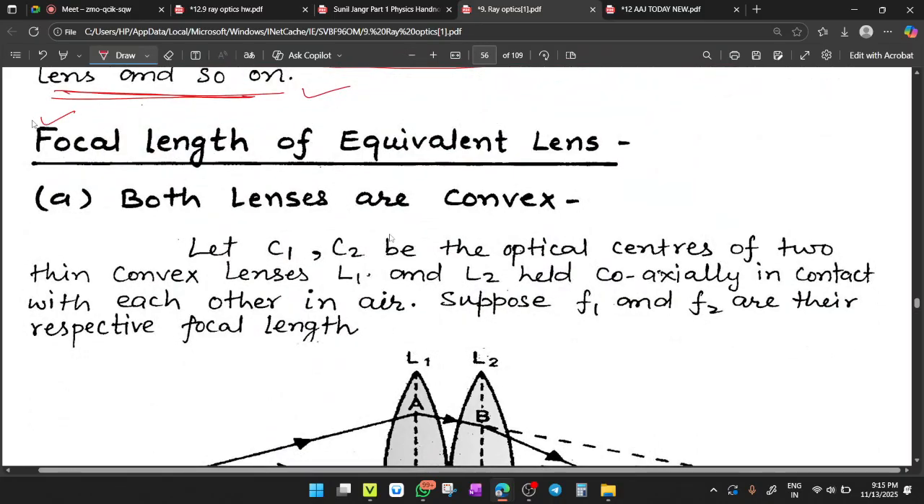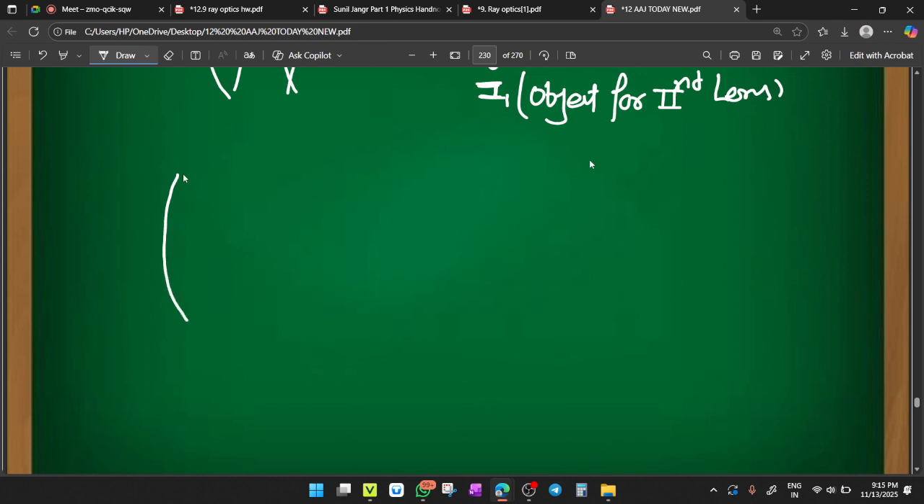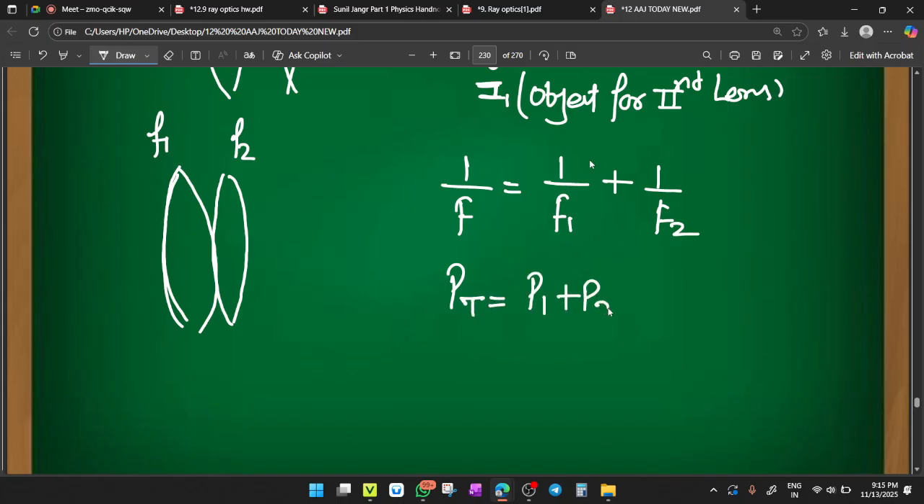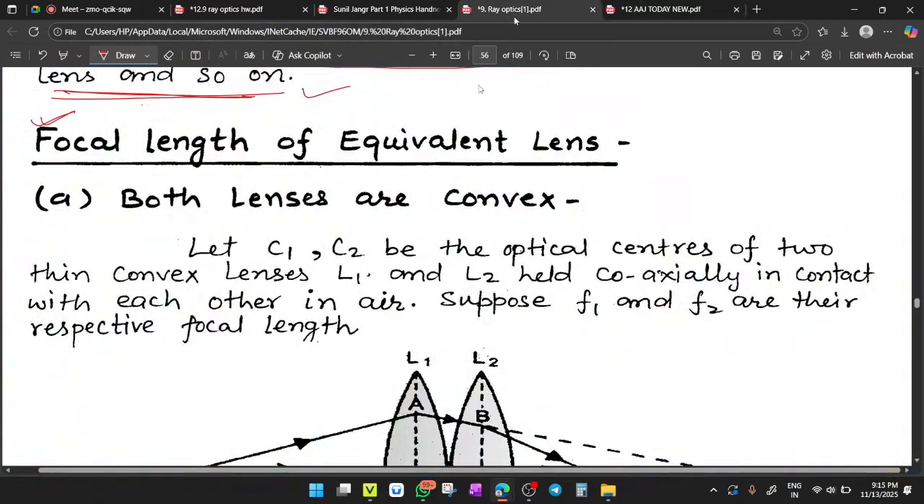Now for two lenses, we are here to find the focal length of the equivalent lens. Say you have two lenses, with individual focal lengths f1 and f2. This is the first lens having focal length f1, and this is the second lens with focal length f2, and you have to find the focal length of the combination. The final result is 1/f = 1/f1 + 1/f2. In terms of power, the total power becomes P1 + P2. Clear or not? Now we are going to derive it.